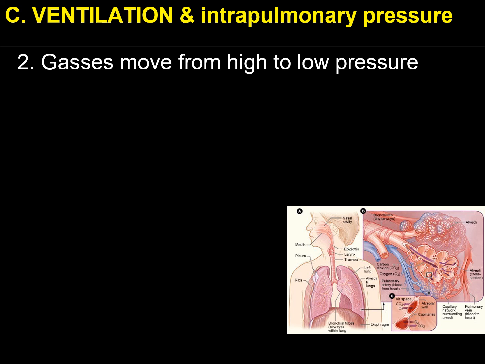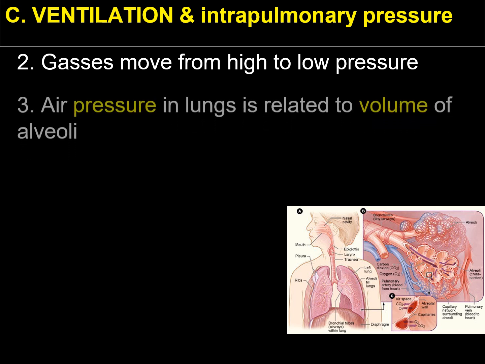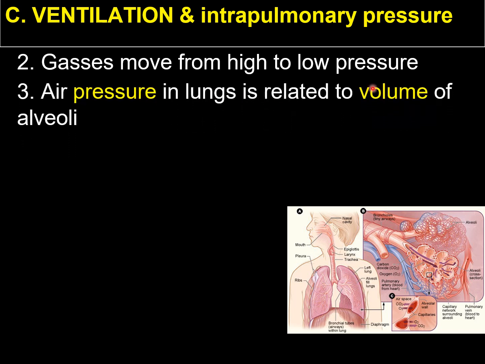So extending on the previous slide and bringing back earlier discussions, we're always moving from higher to lower pressure. That's that bulk flow. The pressure in the lungs is proportional or related to the volume of the alveoli. So as we increase the volume, the pressure in the lungs drops, and that causes air to move in. Or if we're exhaling, the volume decreases, the pressure rises, and the air moves out.